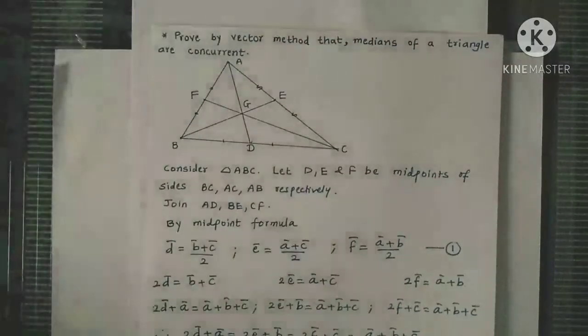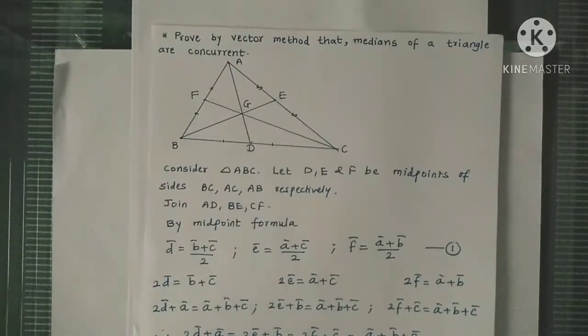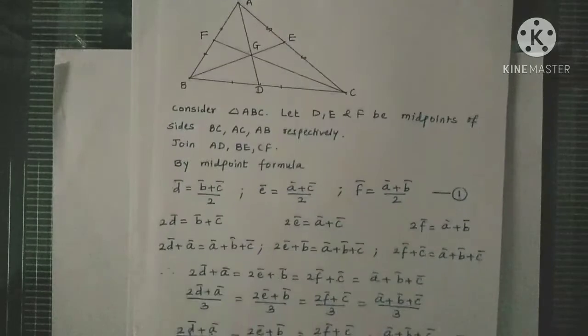Let's revise it. What we have to do is write d bar, e bar and f bar using the midpoint formula. We have to cross multiply, and complete a bar plus b bar plus c bar on the right hand side. Similarly, we accordingly write the left hand side. Then write the equality, divide by 3, and just prove that those medians pass through the same point, and it is the centroid. So this is the proof.